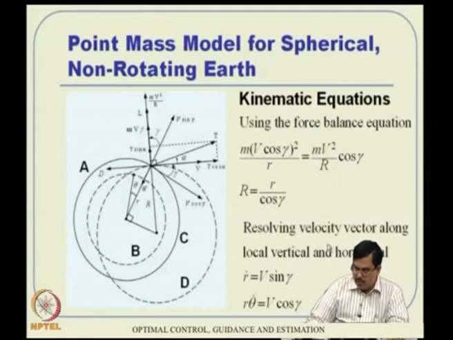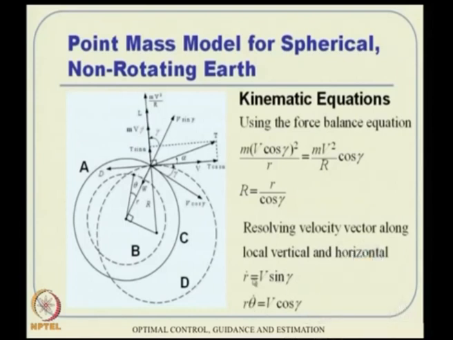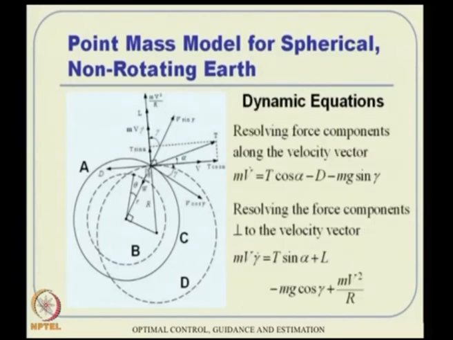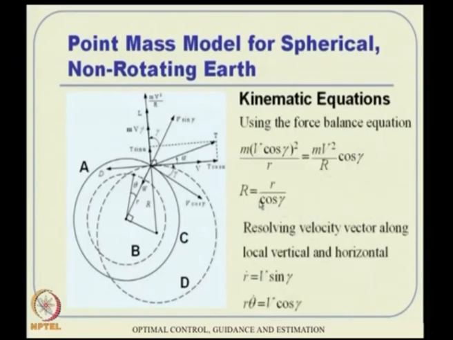Now, we will go back and resolve this vector along local horizontal and vertical, and that is what will result in the kinematic equations. So, r dot is like h dot, along that perpendicular sense, so it is nothing but V times sin gamma. r dot is like h dot. So, velocity is not orthogonal to this line, and hence it will have a component. So, r dot is V sin gamma, and then r theta dot is nothing but the angle that you cover. Remember, theta dot is the rate of change of this angle.